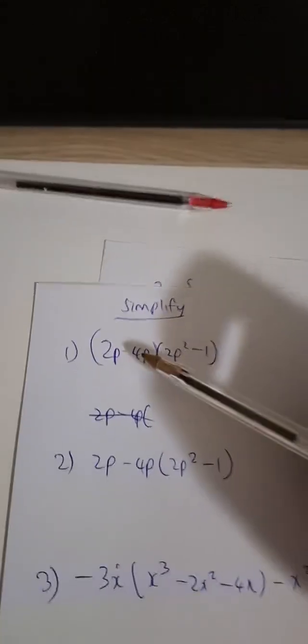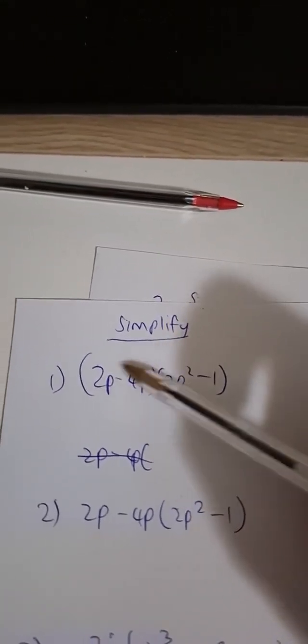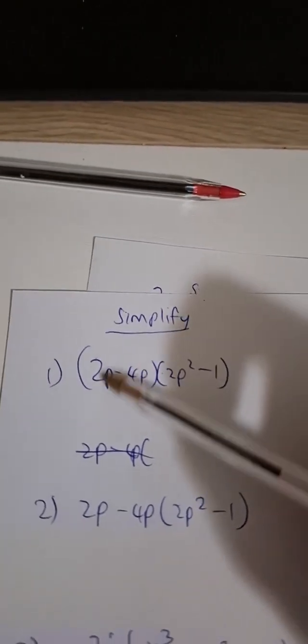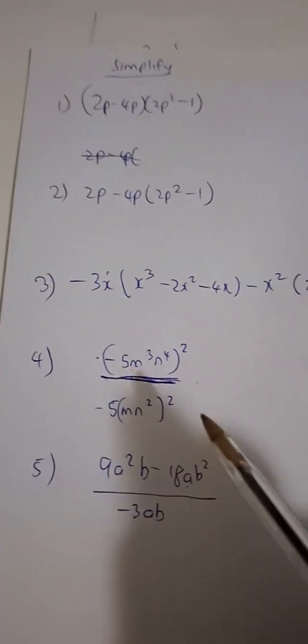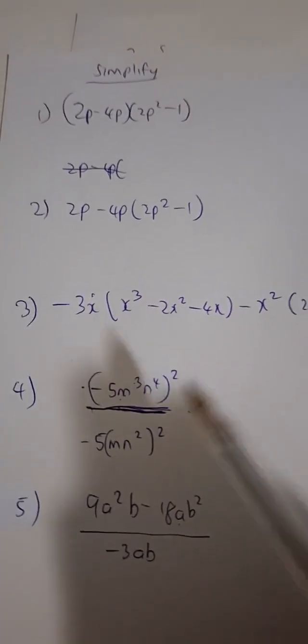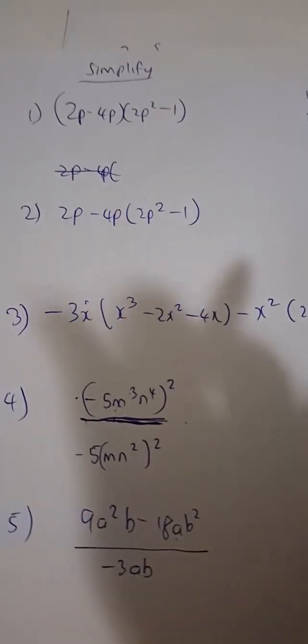2p minus 4p. What are these? What kind of terms? Yes, they are like terms. So if they are like terms, then it means we can add or subtract those terms.